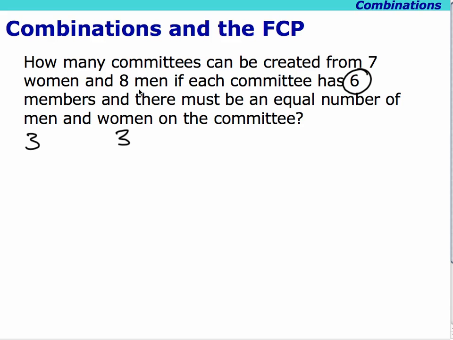So how many committees? Well, here I can use the same idea. I've got 7 women, and from them I'm wanting to choose 3. It doesn't matter the order that they come in. Also, I have 8 men, and I want to choose 3 of them. Then according to the fundamental counting principle, figure out the total number of ways of doing one event, find out the total ways of doing the other event, and then multiply them. So if you do 7 choose 3 times 8 choose 3, you'll get your answer for that question.